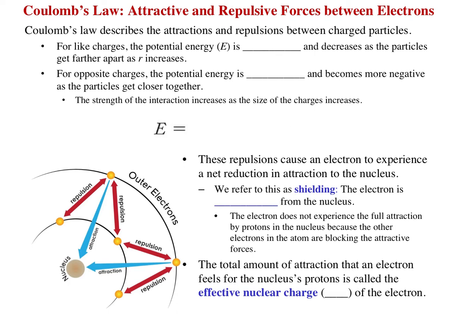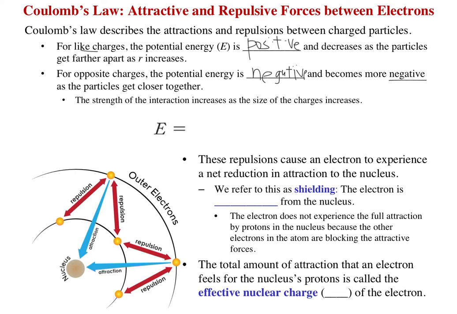And remember, when we have like charges, we're going to get repelling. And that corresponds to a positive energy level. And as they get further apart, their energy is going to go down. For opposite charges, their potential energy is negative, and that is a more stable, satisfied energy. And as they get closer together, we get more negative, so more stable, right, until they eventually touch.